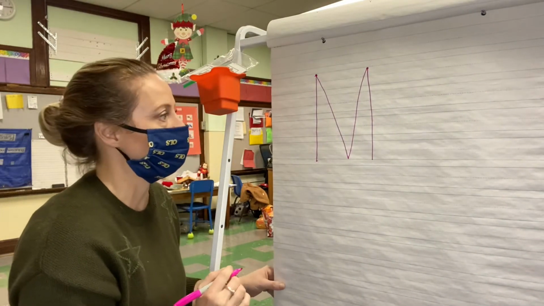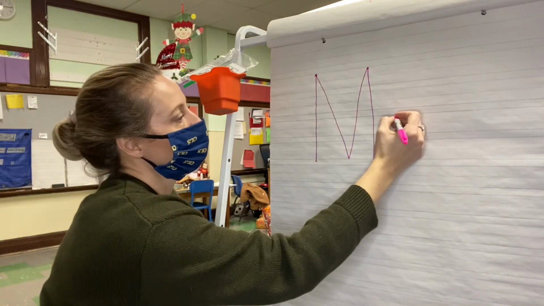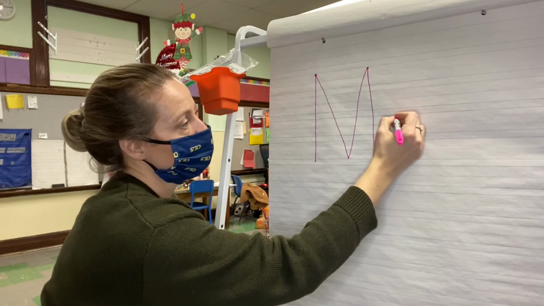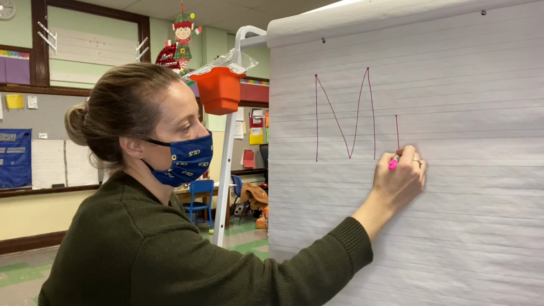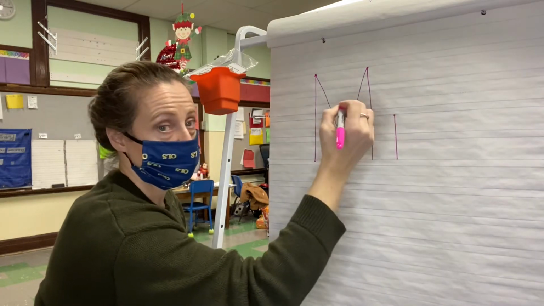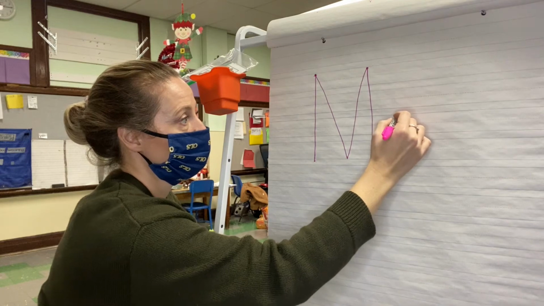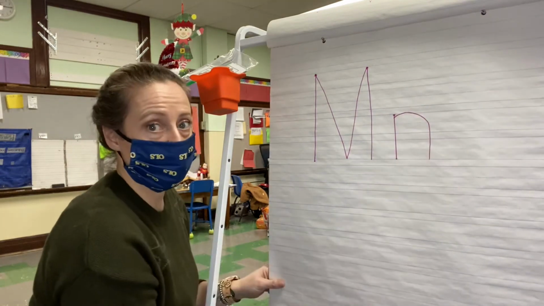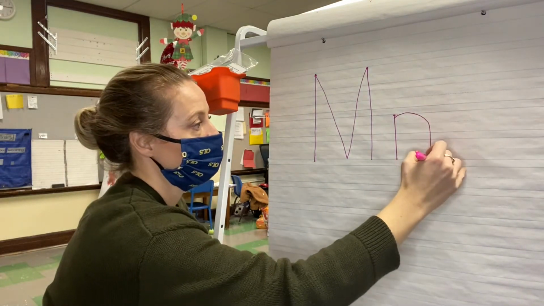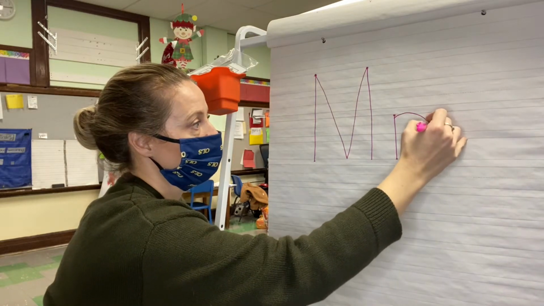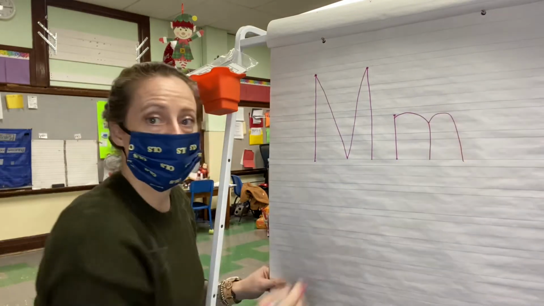Middle starts with M. For the lowercase m, start at the top again. Go down. Pick up. Start at the top again. Make a little curved line down. And then another one, like that.